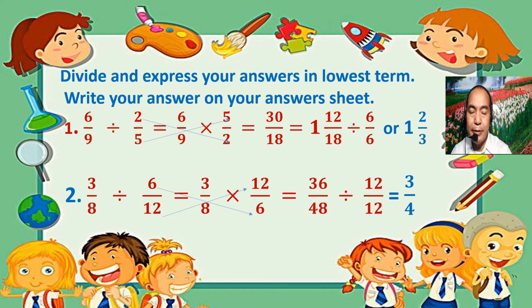12 divided by 6 will give us 2. 18 divided by 6 will give us 3. So our final answer will be 2/3.